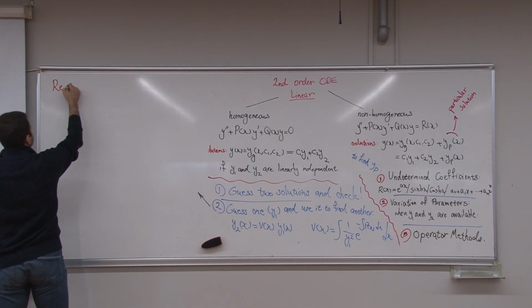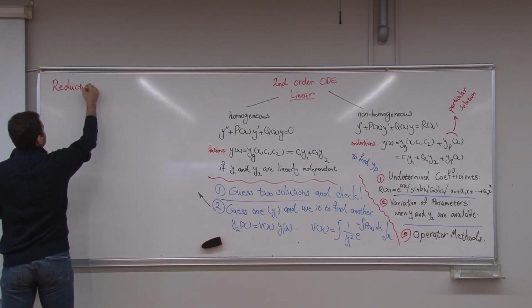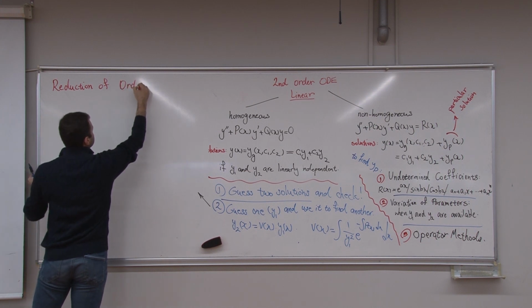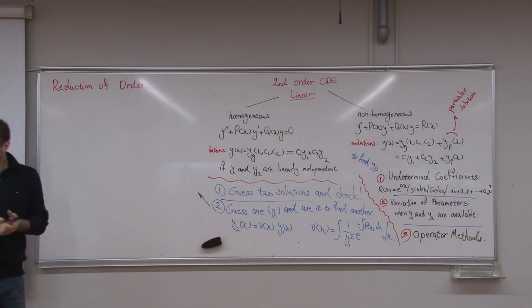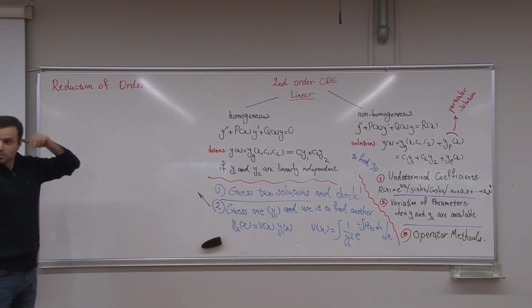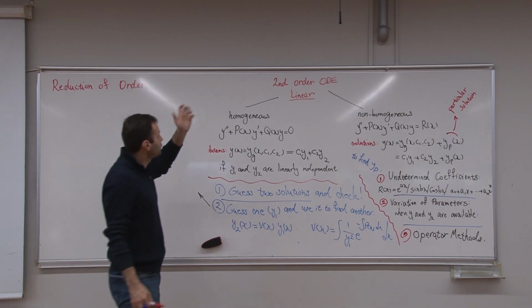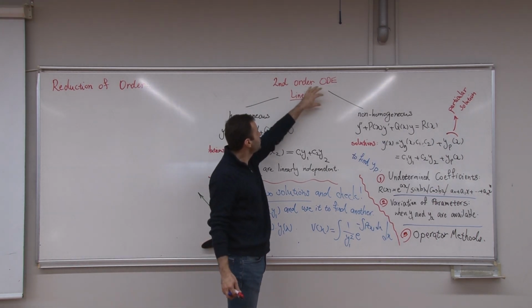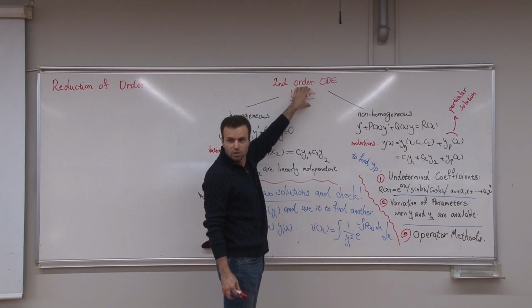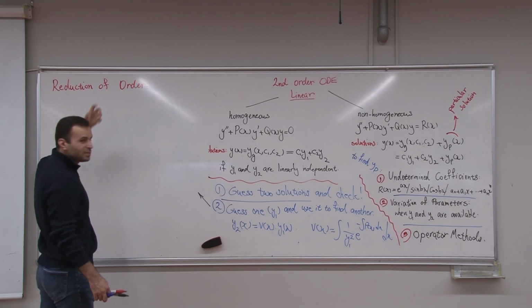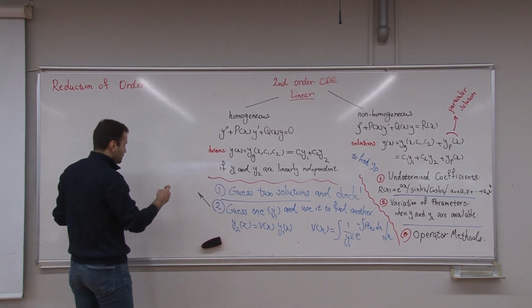And reduction of order happens in the following cases. How can it help us? Reduction of order helps us if we have, for instance, a second order ODE which is not linear. Maybe it can help us tackle it and turn it into a problem that we know how to solve. That is why it is also useful and we need to have an eye on it.